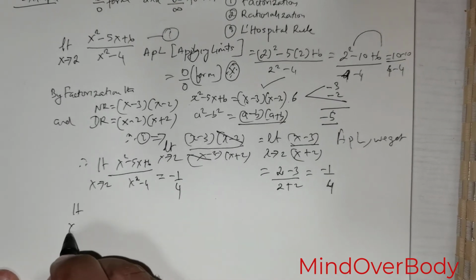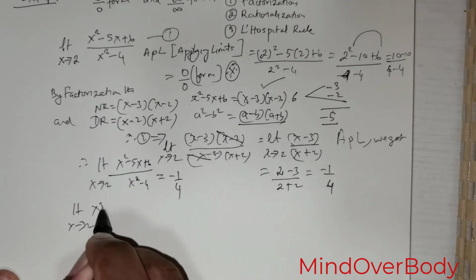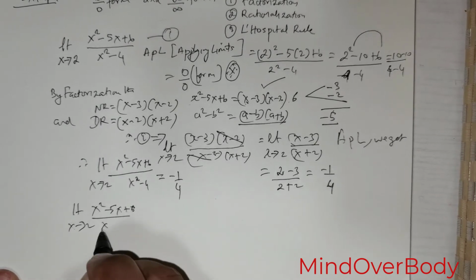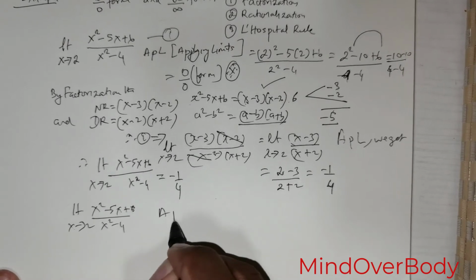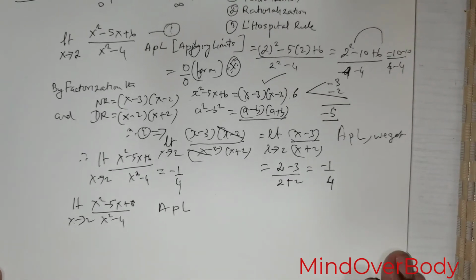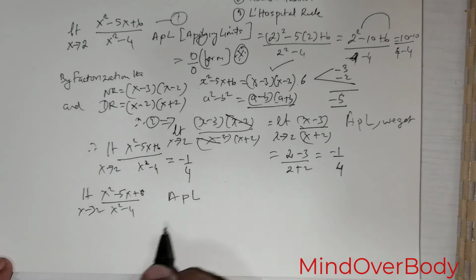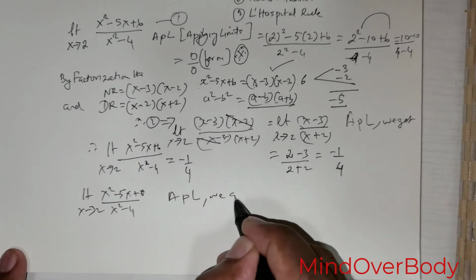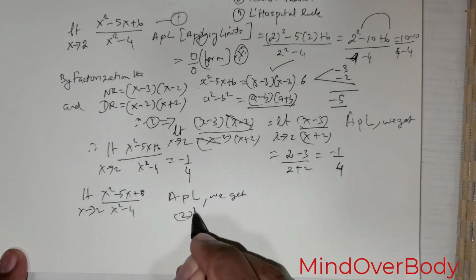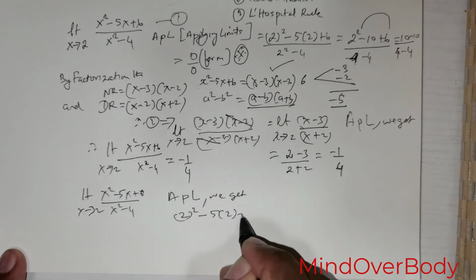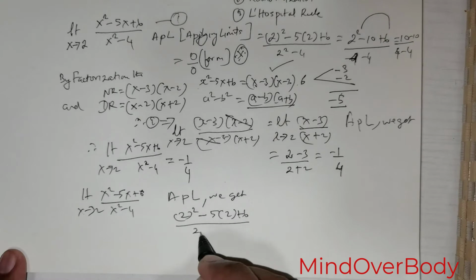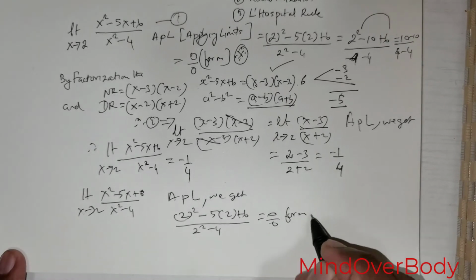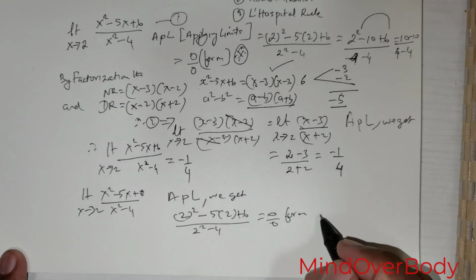So we got the limit as x extends to 2 of (x squared minus 5x plus 6) divided by (x squared minus 4). Now you will have to apply the limits first, before you can apply L'Hopital's rule. So applying limits, in place of x you substitute 2, and that is going to give you 0 over 0 form, which is an indeterminate form, right?